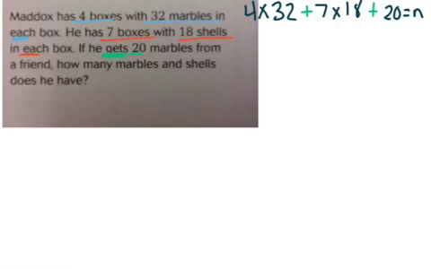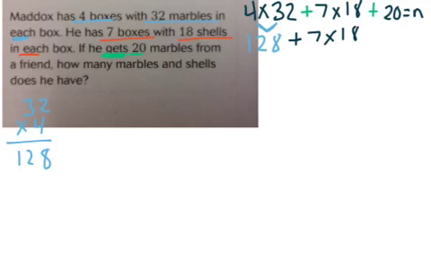Now I can go and solve my problem. So I'm going to start with my multiplication, my first one over here. I have to work my problem out. So 32 times 4. 4 times 2 is 8. 4 times 3 is 12. Now I'm writing that in place. And now I have to rewrite out the rest of my problem. Plus 7 times 18 plus 20 is equal to n.